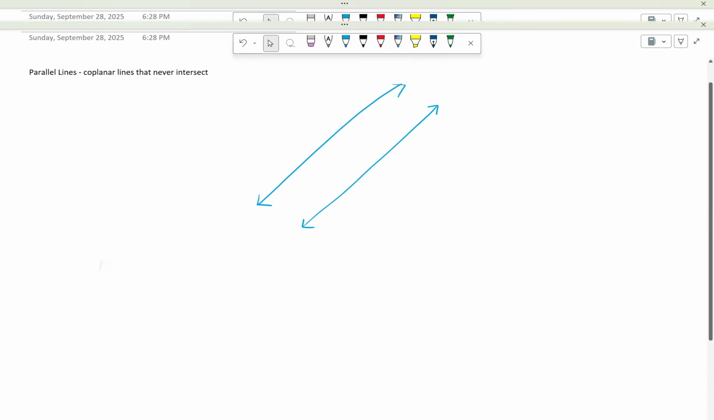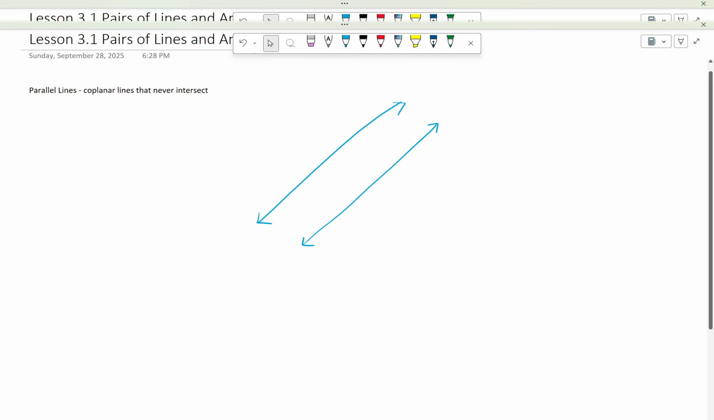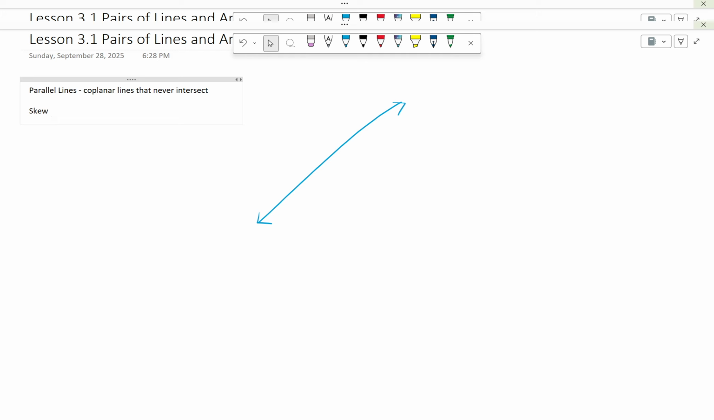All right? Next. Now, I want you guys to consider, I still have a line. And you see this definition with parallel lines. Is it possible to have lines that never intersect but are non-coplanar? And it is, and these are called skew lines.